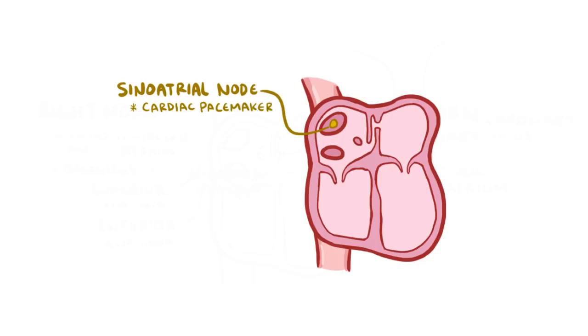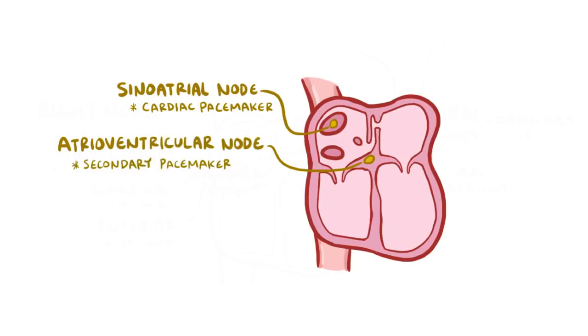In the wall of the sinus venosus, a special group of myocardial cells organize and synchronize their electrical discharge, forming the sinoatrial node and taking over as the cardiac pacemaker near the entrance of the superior vena cava. Soon after the sinoatrial node is developed, another group of cells found in the atrioventricular septum organizes into the atrioventricular node, which is the secondary pacemaker center.